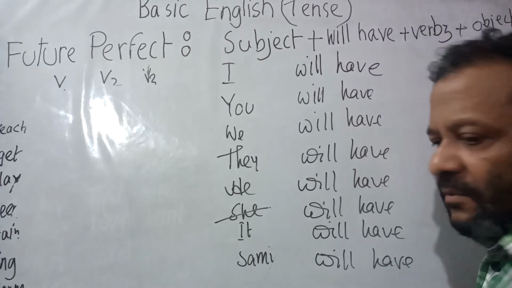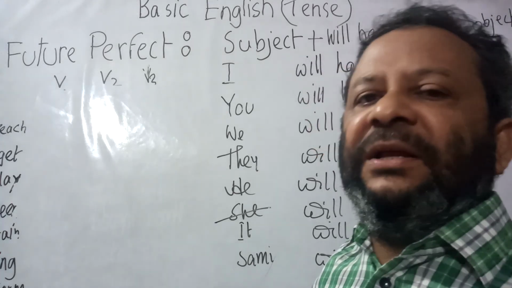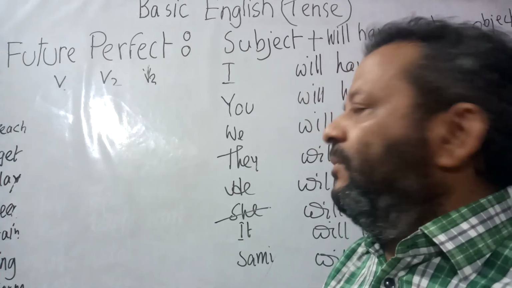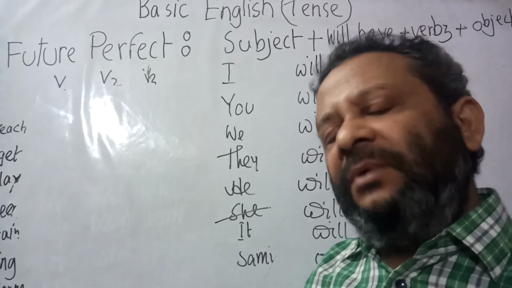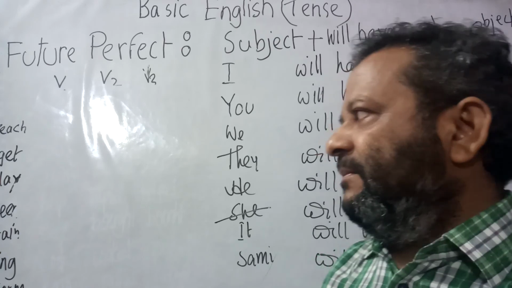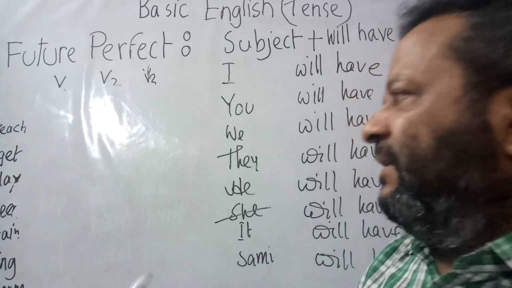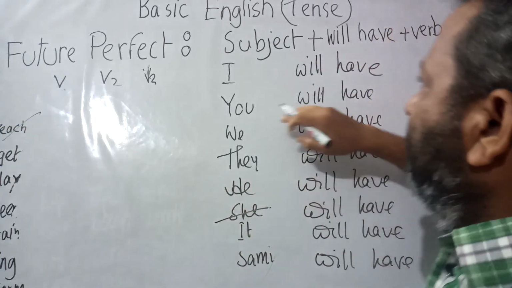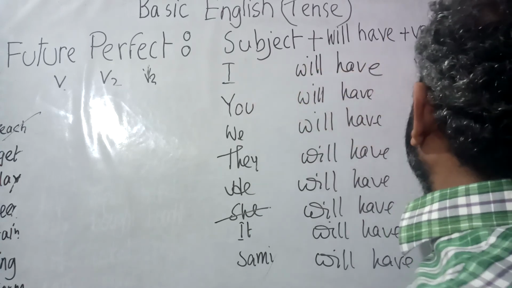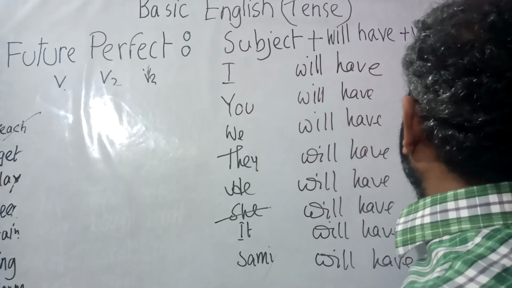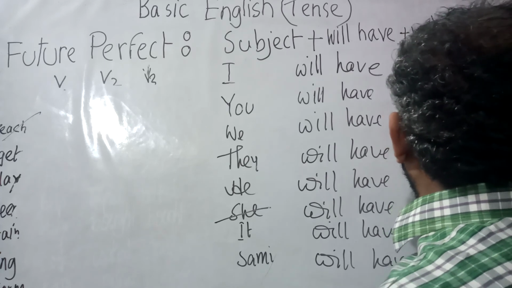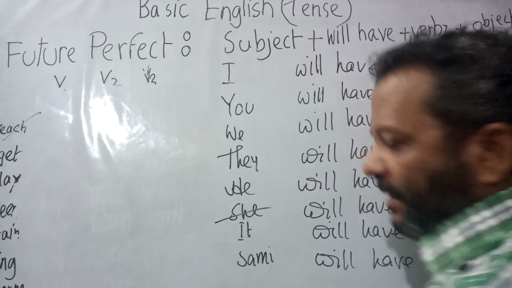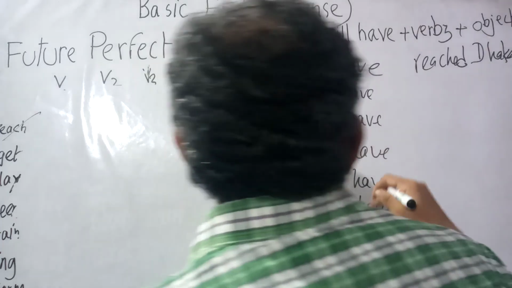This we will do actually to practice with a view to enriching ourselves, and this is how you will also continue to practice. Now let us consider the verb reach. Then if the subject is I, will have reached, R-E-A-C-H-E-D. I will have reached Dhaka.